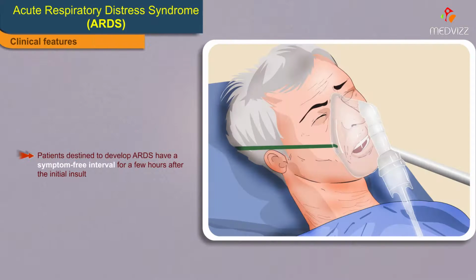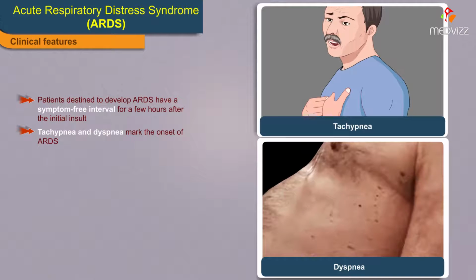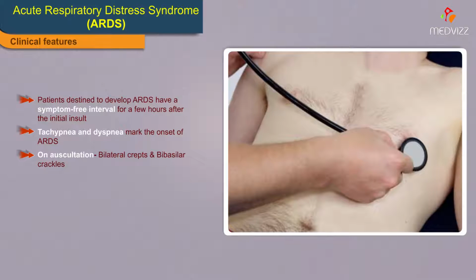Clinical features. Patients destined to develop ARDS have a symptom-free interval for a few hours after the initial insult. Tachypnea and dyspnea mark the onset of ARDS. Bilateral crepitations and bibasilar crackles are heard on auscultation.